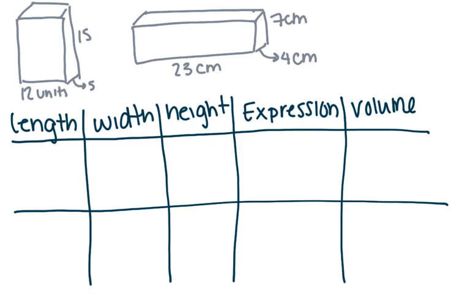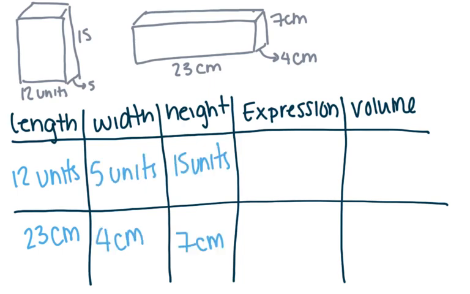So what is the length of both rectangular prisms? So our lengths are 12 units and 23 centimeters. Now let's move on to do our width and our height. So our widths are 5 units and 4 centimeters, and our heights are 15 units and 7 centimeters. So next we're going to write these as expressions. So our first expression is 12 times 5 times 15, and our second expression is 23 times 4 times 7.